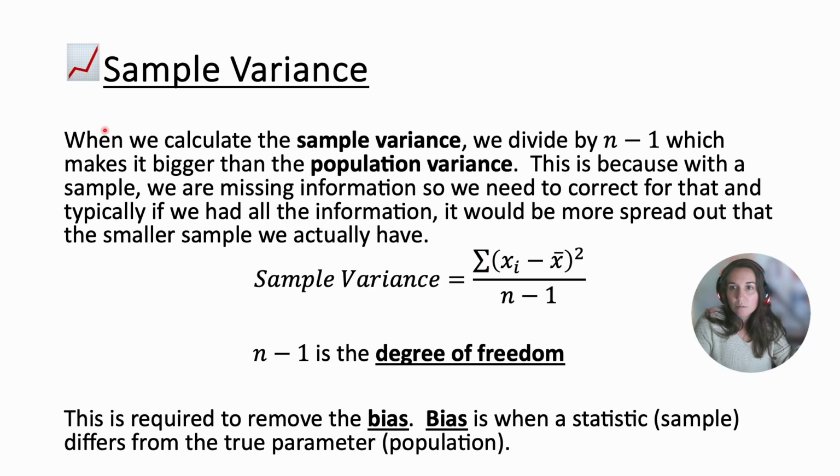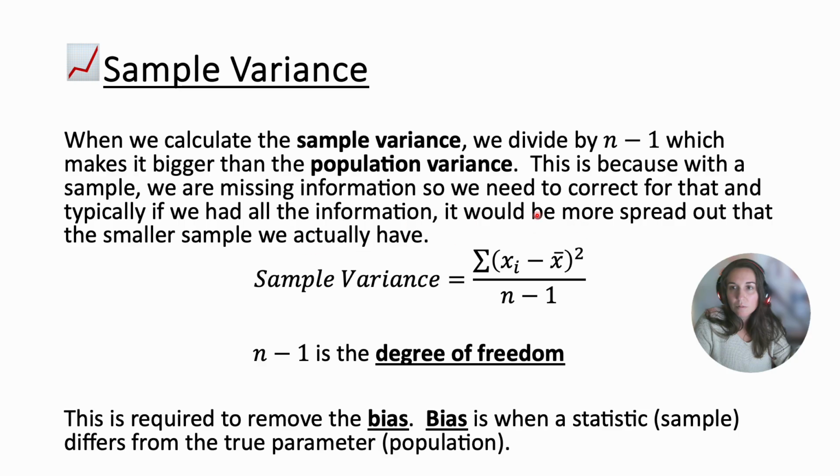Okay, so when we're dealing with samples, when we calculate the sample variance, we actually wind up dividing by n minus 1 instead of n, like we do for the population variance. That's because we need to make that sample variance a little bit bigger than the population variance, because with a sample, we're missing information. Remember, a sample does not represent the entire population. It's a small subselection of it.